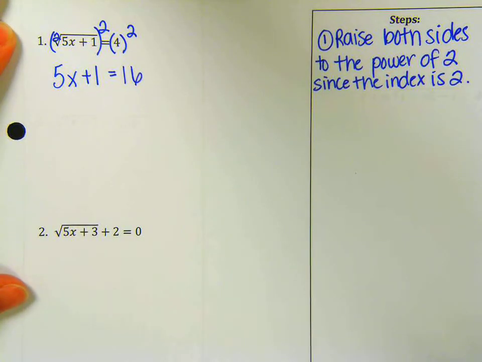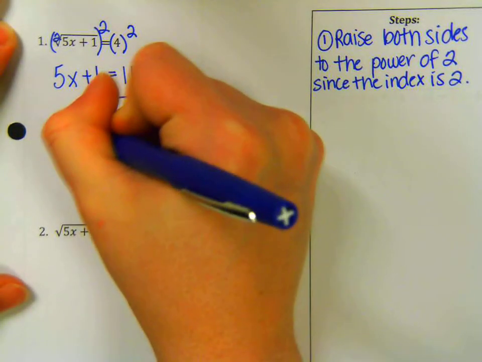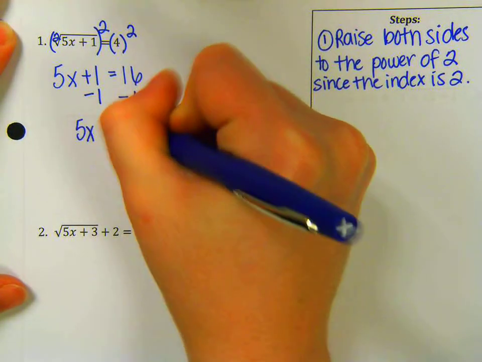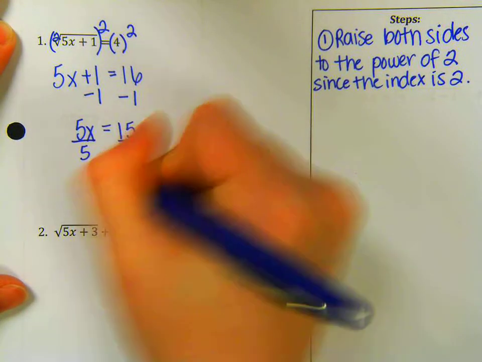From here, this is a really basic Algebra 1 skill. We have to get the x by itself, isolate the variable, and then solve. So what would be my first step here? Good, subtract the 1. So we get 5x equals 15. Good, divide by 5, you get x equals 3.